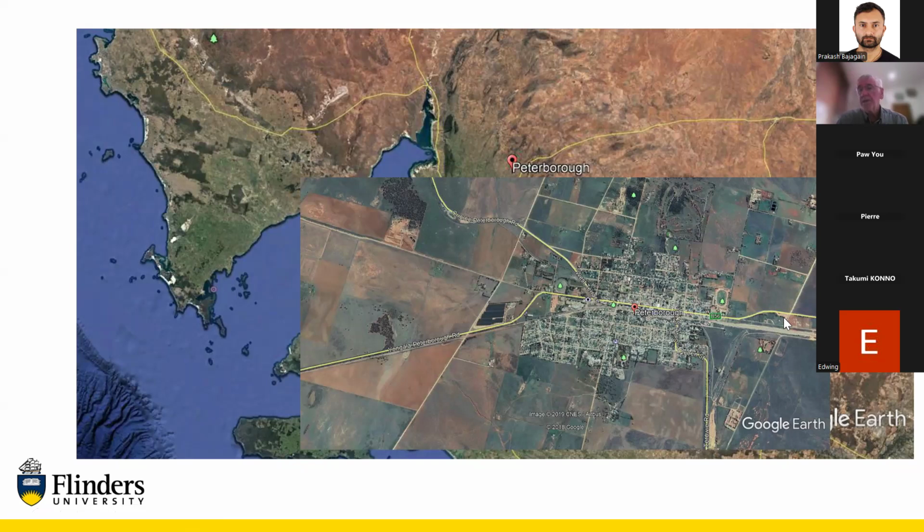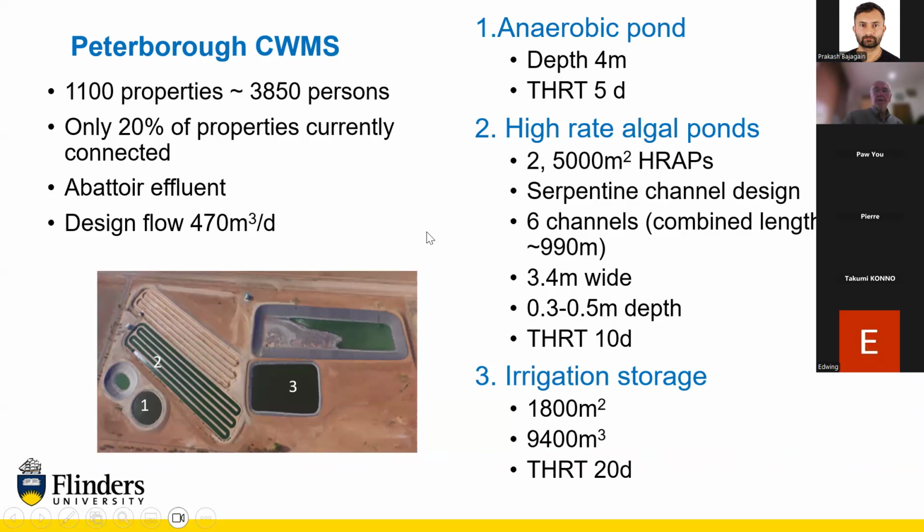But because it's an export abattoir, it uses quite a lot of water for washdown and cleaning in the process area. And the high rate pond also treats not only wastewater from the community, but also from the abattoir out here. And the ponds have been built here. The high rate ponds have been built here. So Peterborough, that figure's changed now. It's about 30% of properties connected. So Peterborough has about over 1,000 houses, nearly 4,000 people, has the effluent.